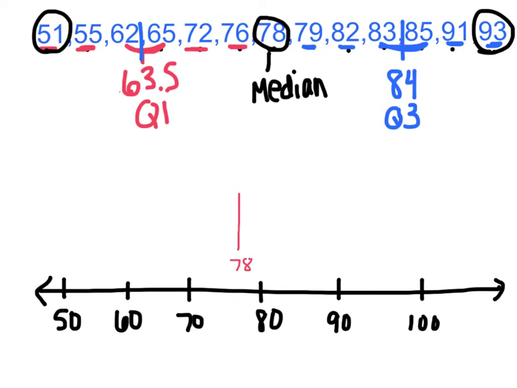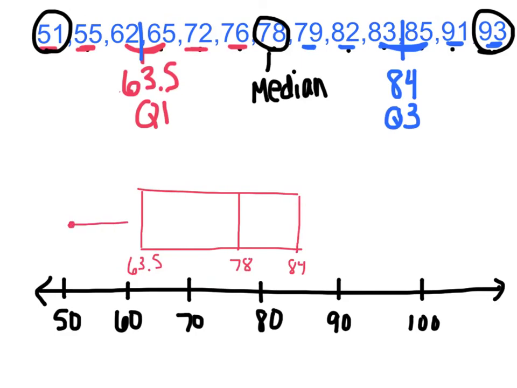And then my first quartile is at 63.5, maybe right about there. And my upper quartile is at 84, so a little less than halfway between 80 and 90. We'll put our line. Now connect that to make your box, and again that shows your middle 50% of the data. And now we'll finish it to make our whiskers. Here's our lower extreme, or our minimum, at 51, and our upper extreme over here at 93. And there you have it. You made another box and whisker plot.